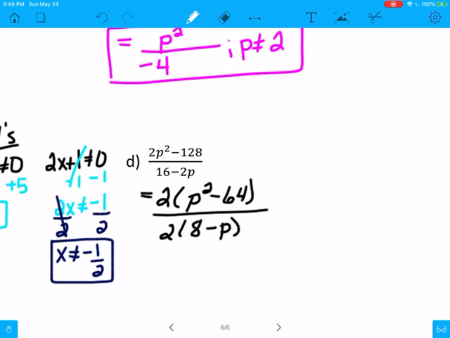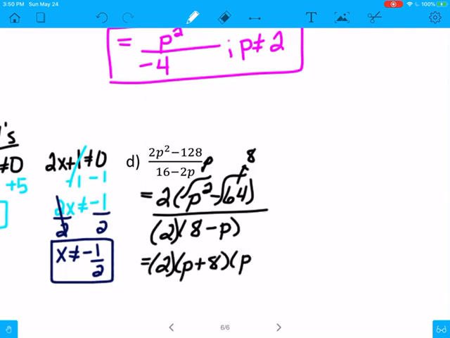Okay. This p squared minus 64 is actually a difference of squares. The square root of p squared is p. The square root of 64 is 8. So I'm going to get 2 in brackets, and then p plus 8, p minus 8. And on the bottom, I have 2, and I have 8 minus p.